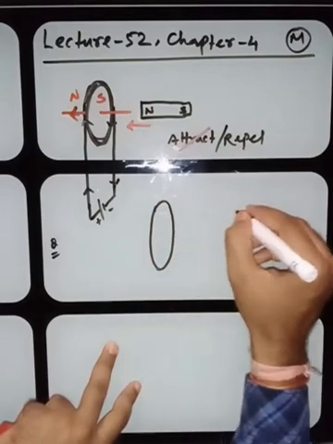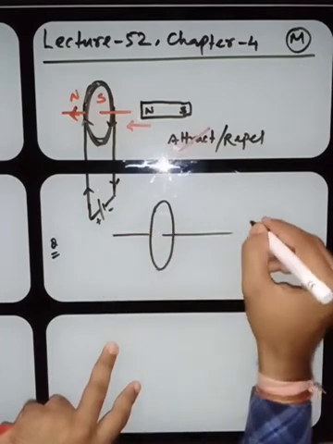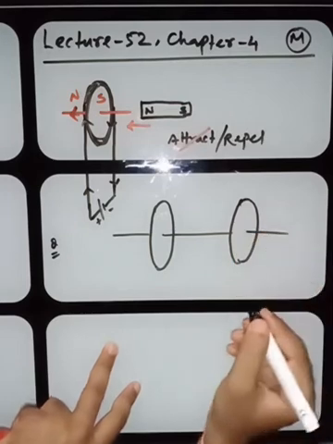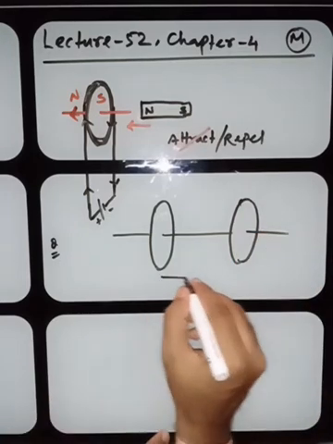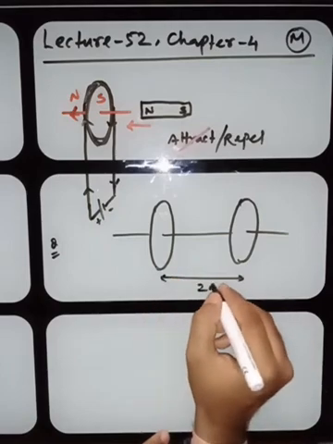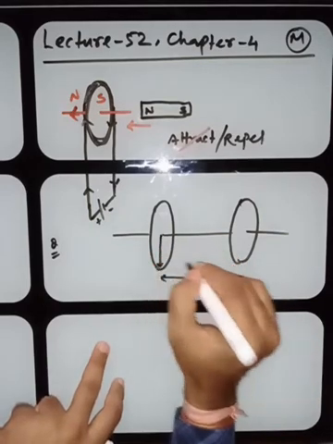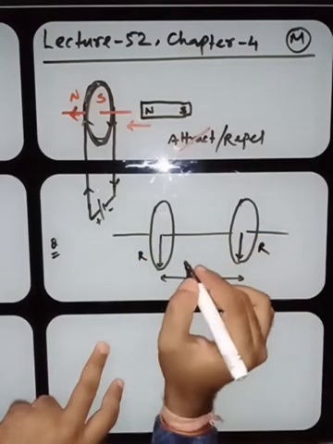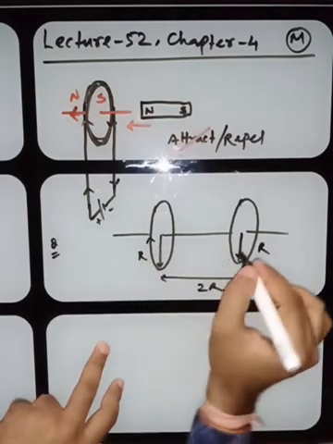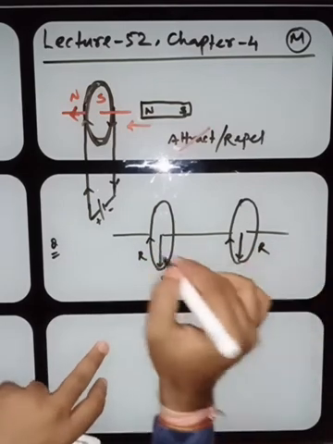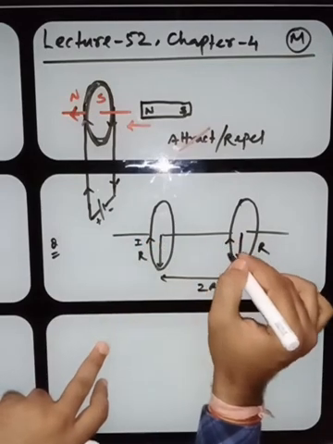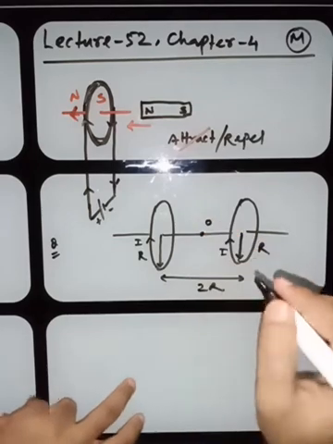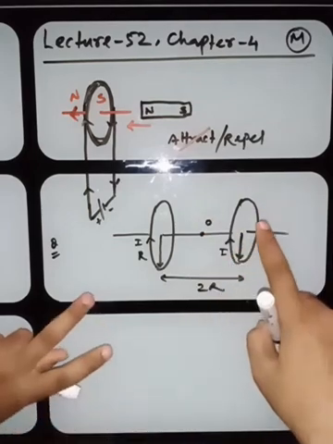Two coaxial coils are kept with a separation of 2r. This is r and this is also r, the radius, both identical. The flow of current is also the same, with the same magnitude I. At the center O, you have to find the net magnitude.